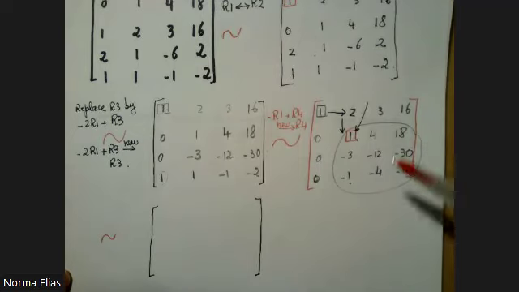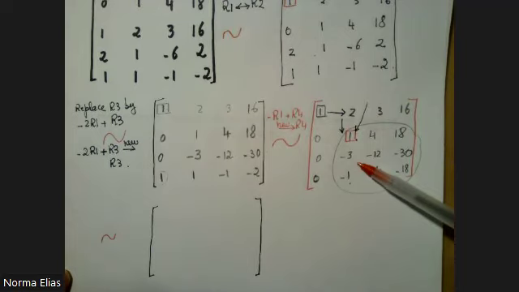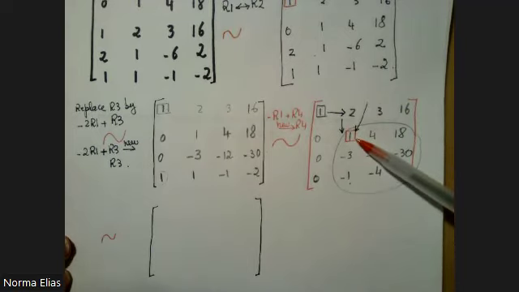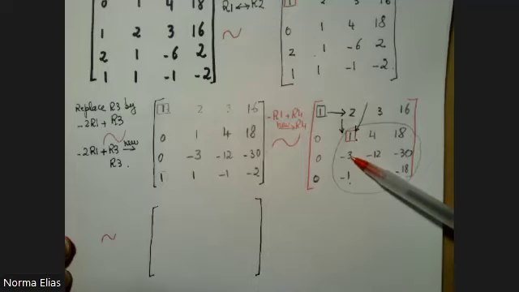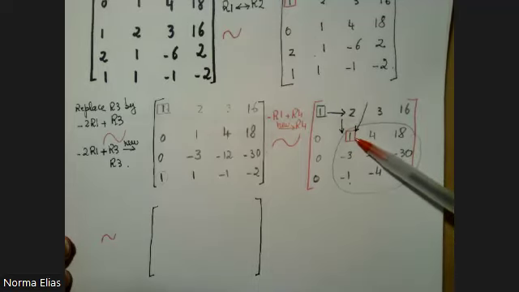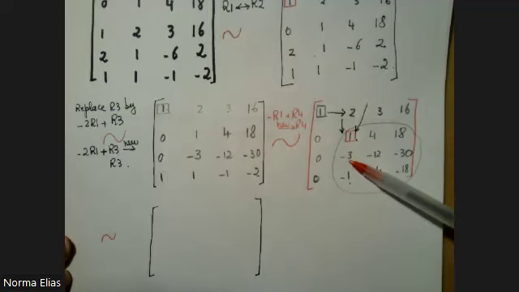Anybody? I would like to get a 0 here. How can I get it easily? So this I cannot touch, that's my leading. I want a 0 here. Replacement, again, I need a replacement. So I have to multiply this. I want to get rid of -3. I want to make this into a 0.